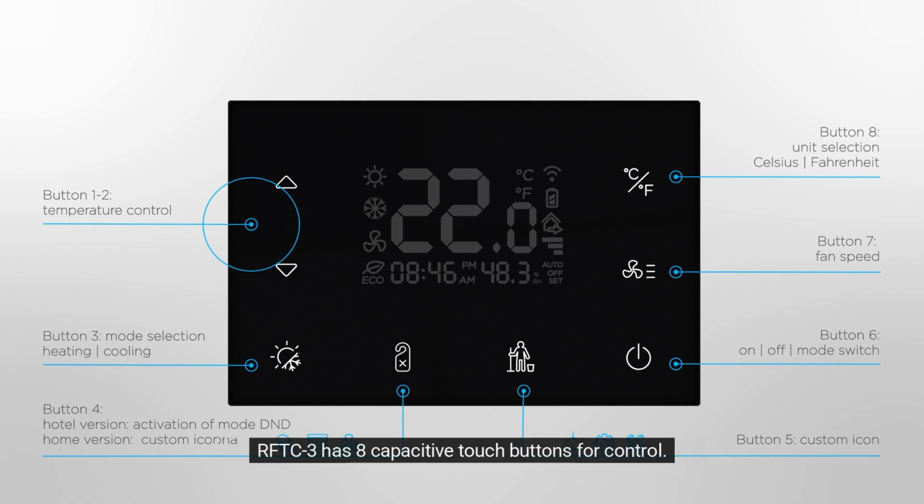RFTC-3 has 8 capacitive touch buttons for control. Buttons 1 and 2 are used to increase or decrease the set temperature. Button 3 allows switching between heating and cooling modes. Buttons 4 and 5 are intended for optional function settings.